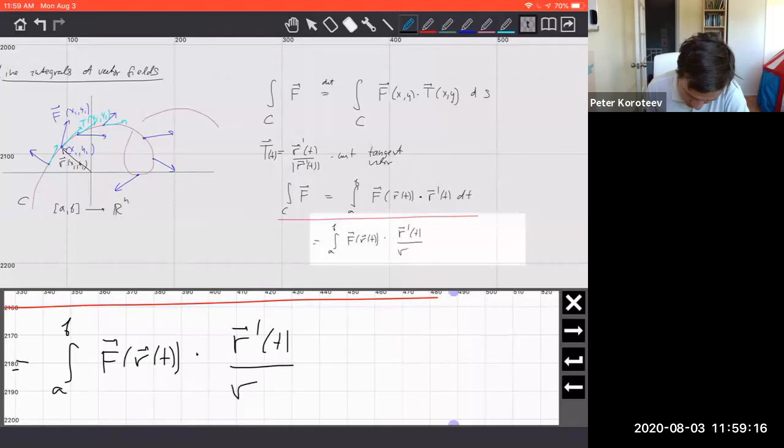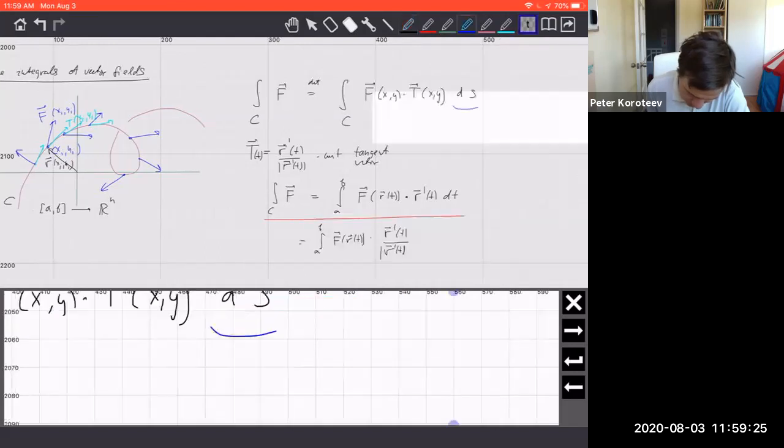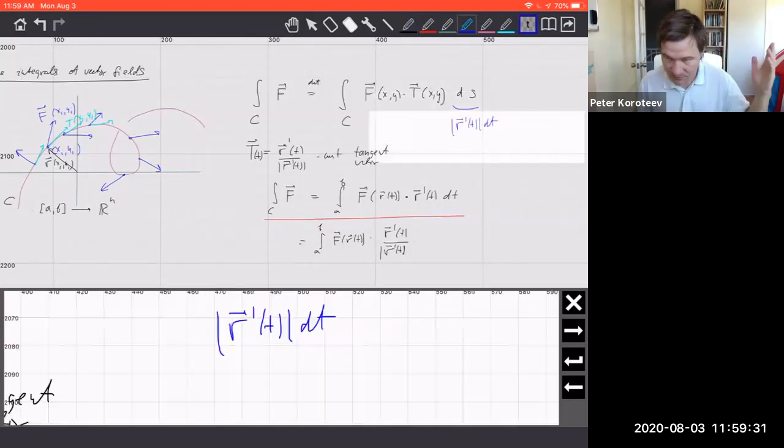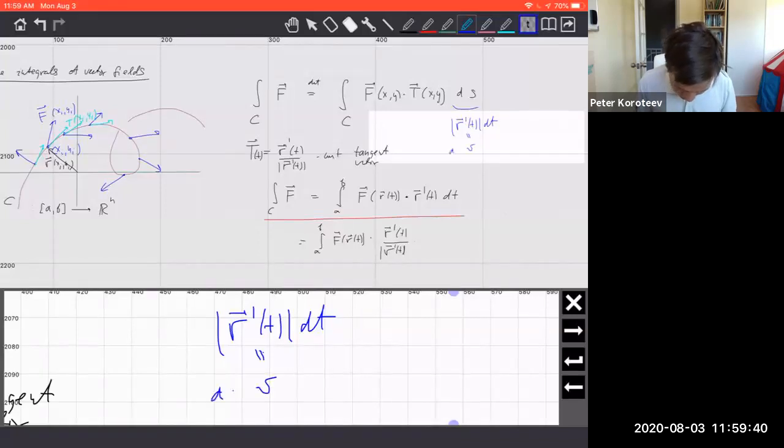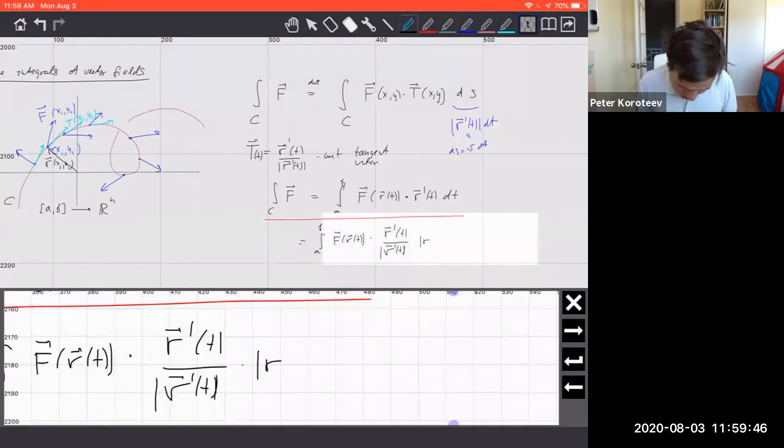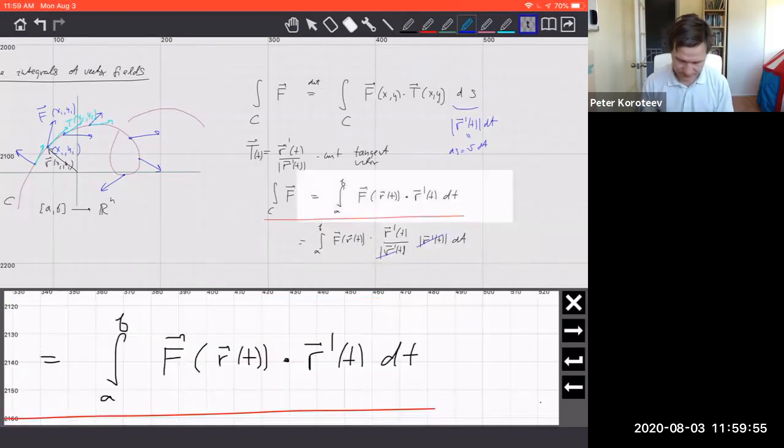And then you divide it by the magnitude of r prime, and ds is equal to absolute value of r prime dt. In the week when we did curves and curvature, we called this speed, little v. So ds was equal to little v dt. It's the absolute value of r prime of t dt. Here we can multiply, so this factor cancels, and we get the formula above.